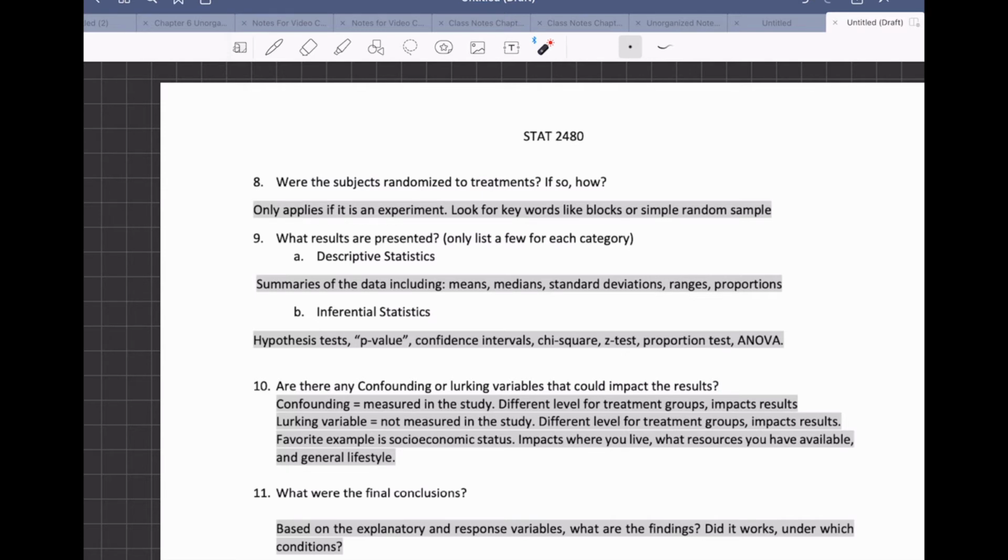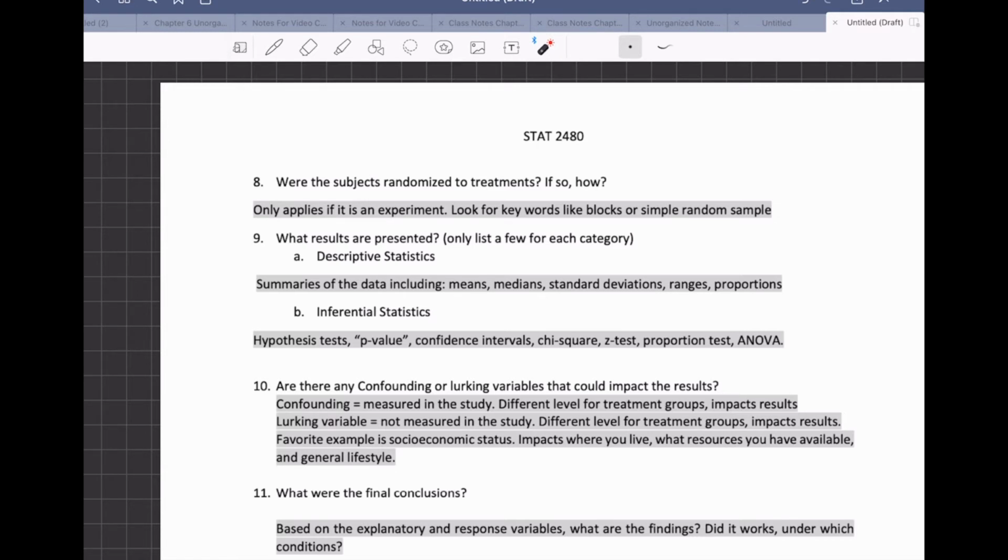For now, don't worry if you don't understand them exactly. Only if you see that they're mentioned, take that into account so you can write them down here. Number 10, are there any confounding or lurking variables that could impact the results?